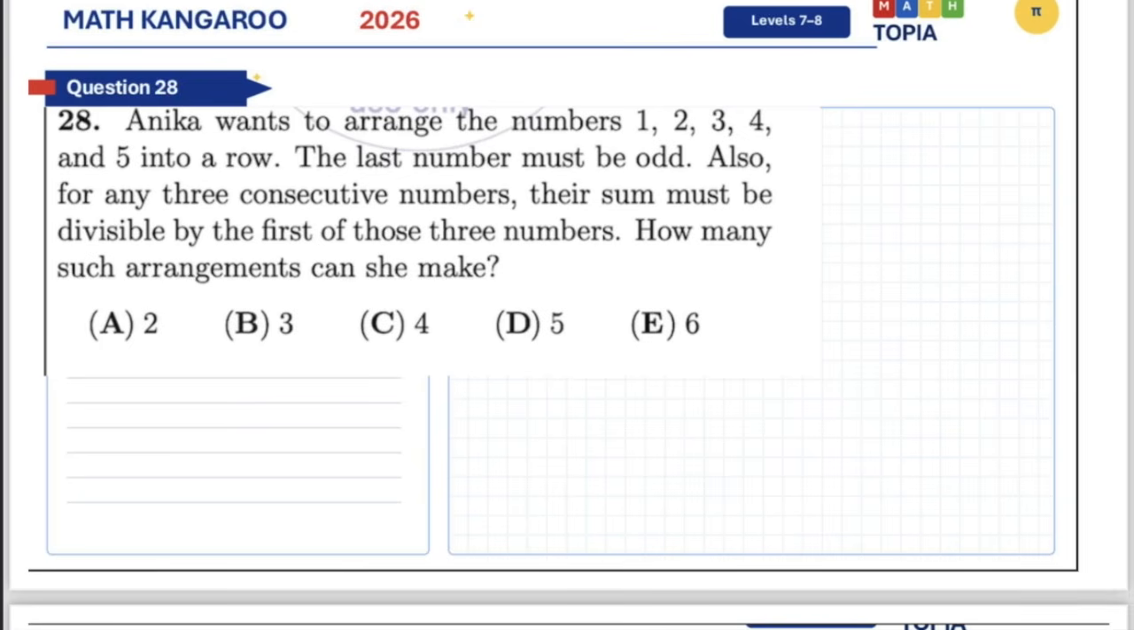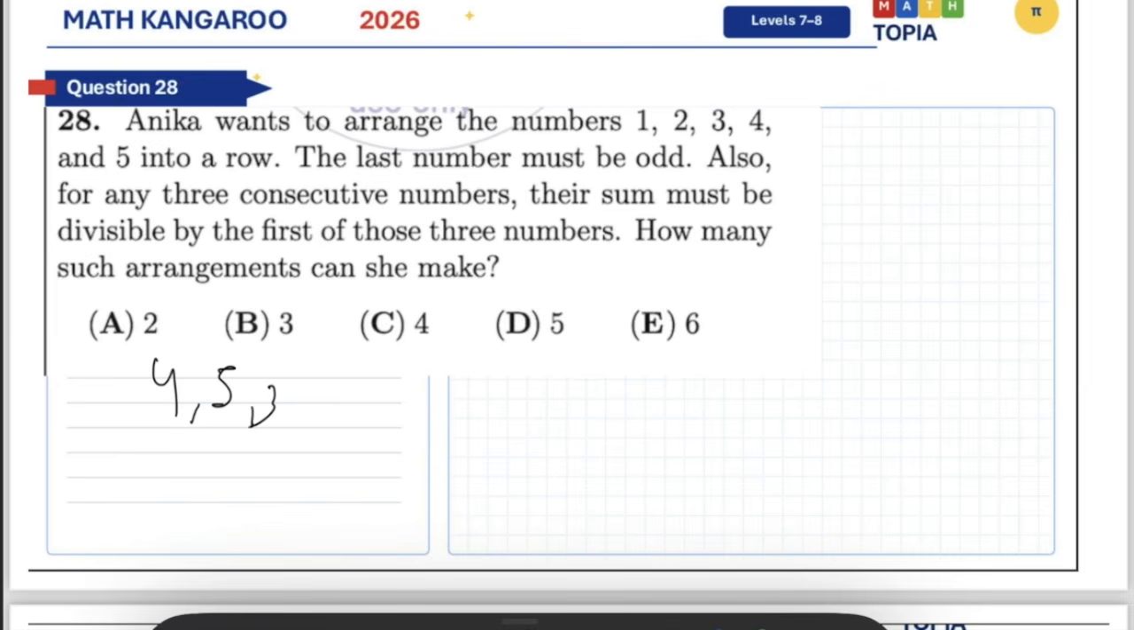Anika wants to arrange the numbers 1, 2, 3, 4, and 5 into a row. The last number must be odd. Also, for any 3 consecutive numbers, their sum must be divisible by the first of these 3 numbers. How many such arrangements can she make? This question is pretty exhaustive because we have to go through all the logical pathways for divisibility rules, so I'm just going to write which arrangements work and we'll count them up.